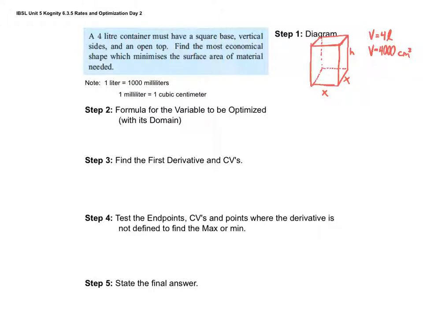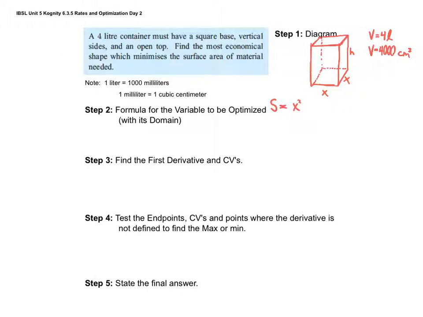Minimum surface area, okay? So let's make surface area, we'll use S, or you could use whatever you want, A. But how do we find the surface area of this box up here? X squared plus x squared. Wait, what did you say? X squared. There is an x squared.